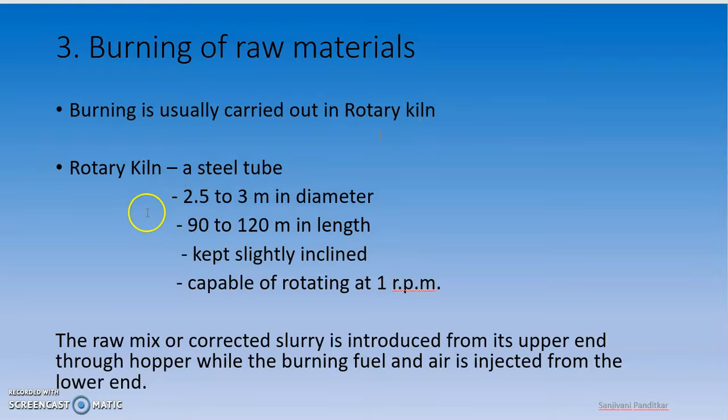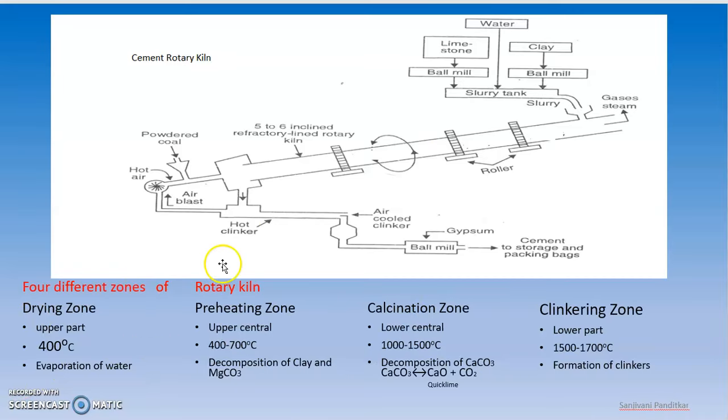The rotary kiln is a long steel tube having dimensions of 2.5 to 3 meters in diameter and 90 to 120 meters in length. This rotary kiln is kept slightly inclined and it is capable of rotating at 1 rpm. We can see the diagram for the rotary kiln. Here is the rotary kiln. It is a long steel tube and you can see it is kept slightly inclined.